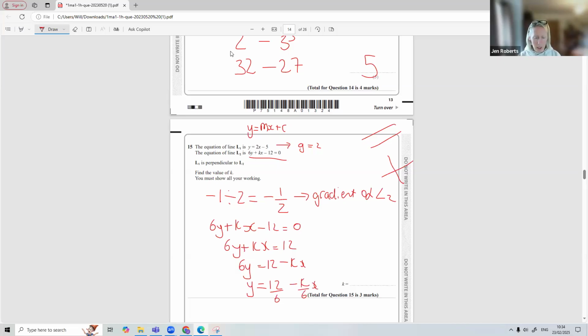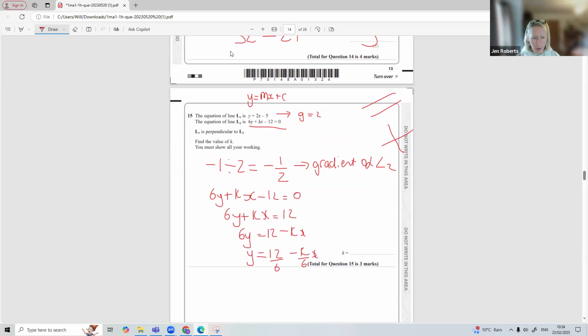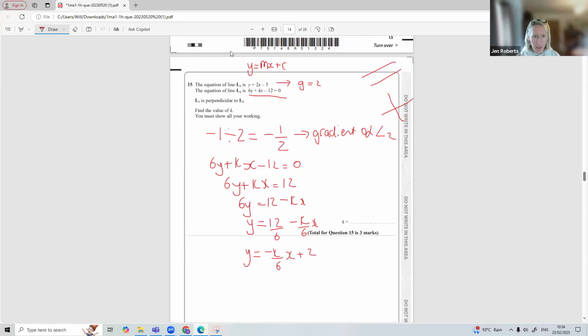Right, 12 divided by 6 is 2. But I want my mx plus c, so hang on. So y equals minus k over 6x. 12 over 6 is 2, and it's a positive 2. So now I know m is minus k over 6, but I also know it's equal to minus 1/2.